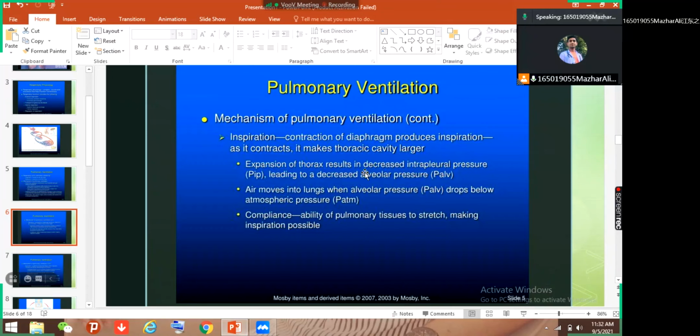Okay, so this is a very important thing you should know. How does this expansion of the thorax happen? Due to the contraction of the diaphragm as well as the intercostal muscles, and then air moves into the lungs when alveolar pressure drops below the atmospheric pressure. I already mentioned in my first PPT that when the alveolar pressure becomes less than the atmospheric pressure, air moves into the lungs. What is compliance? Compliance means the ability of the pulmonary tissue to stretch, which makes inspiration possible.